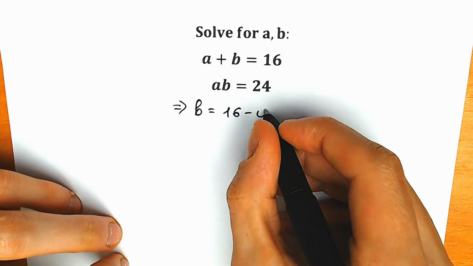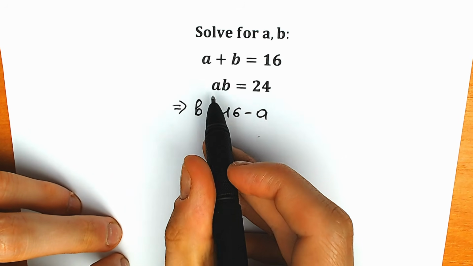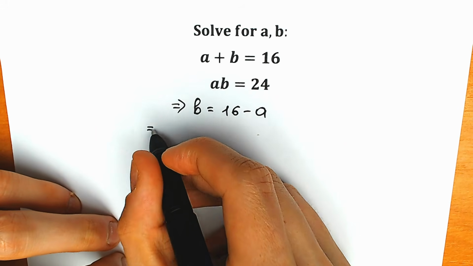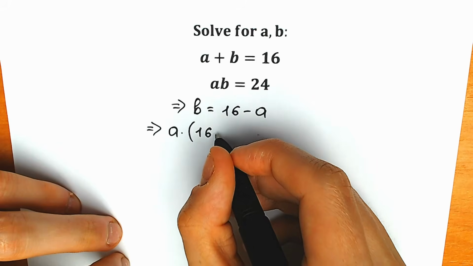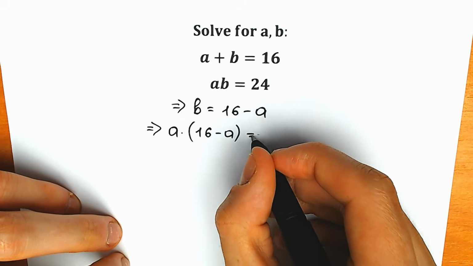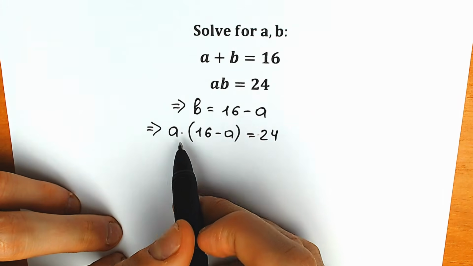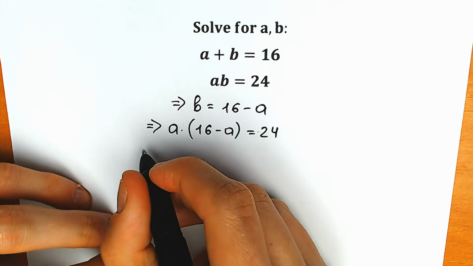16 minus a. And right now, we have the same b in the second equation. So let's plug in 16 minus a instead of this b. Let's do it. So we have a times 16 minus a equal to 24. And right now, if we look closely, we have only one variable, only our a. So let's simplify it and let's solve this equation for our a.